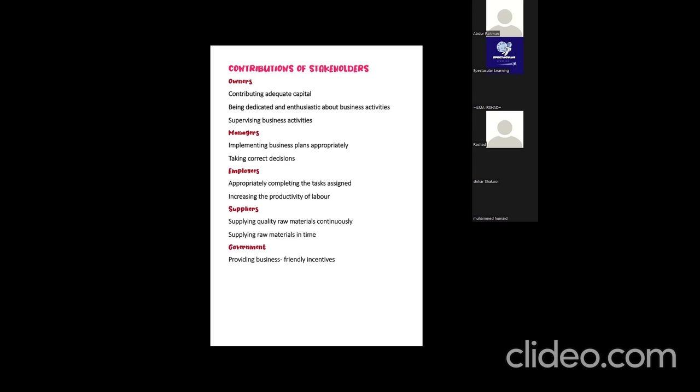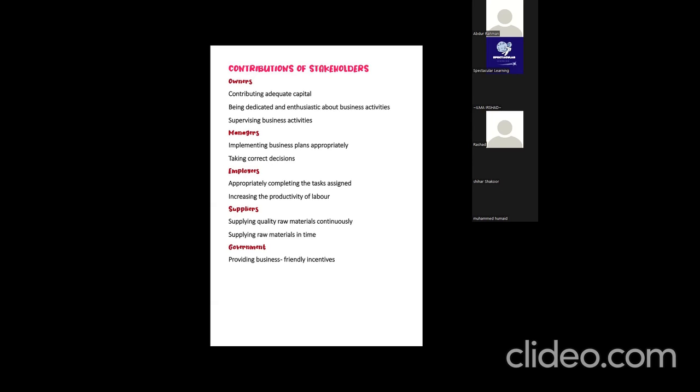And also the increase in the productivity. Increase in the productivity means the speed of their work. So a cleaner tries to be faster in the cleaning activities. So suppliers, you know who are suppliers. Their contribution is to supply quality materials to the business continuously and also to supply raw materials on time.